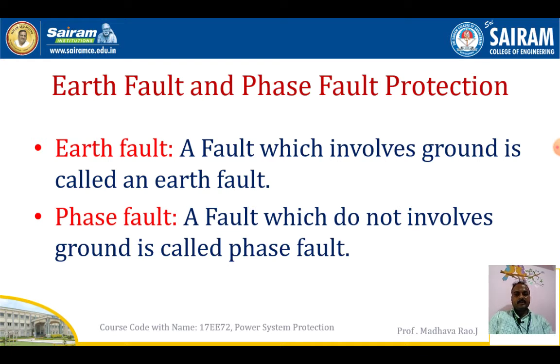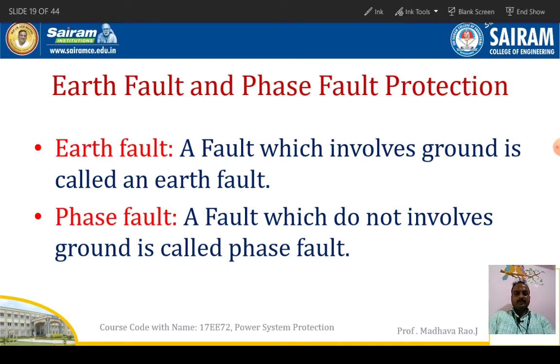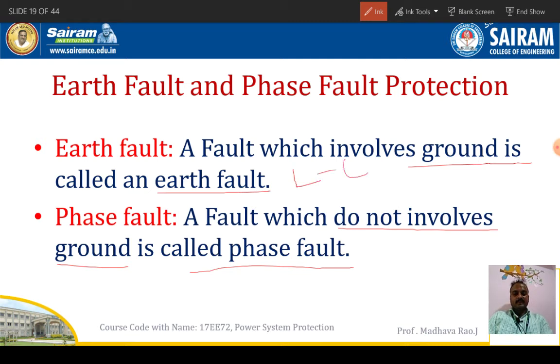The fault which involves ground is called earth fault. The fault which does not involve ground is called phase fault. For example, we can see LG fault, line to ground fault, 2LG fault and 3LG fault. These all belong to earth fault.